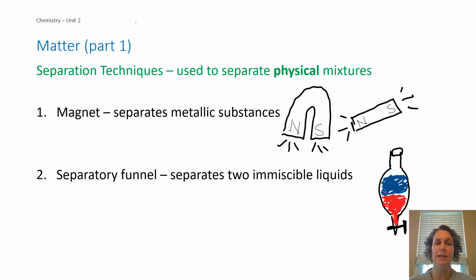Okay, so first off, magnets. Magnets are used to separate metallic substances. If you have something like a mixture of sand and iron filings, then you could use a magnet to pull the iron out away from the sand.